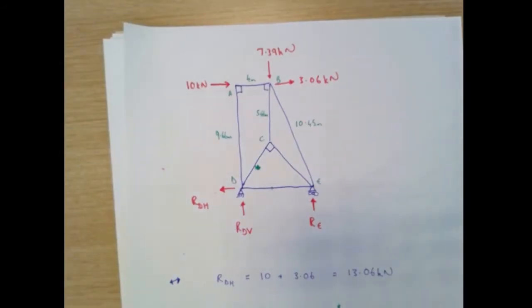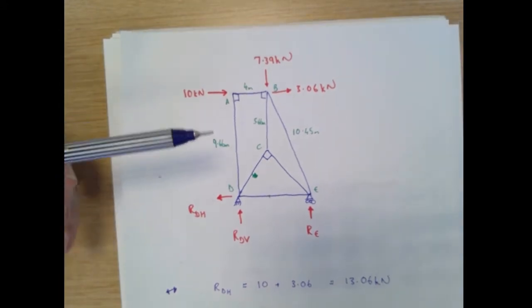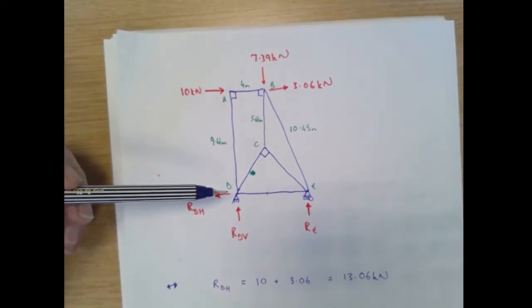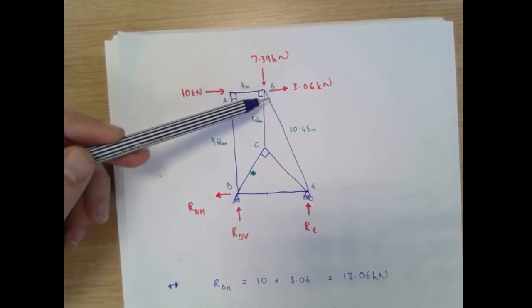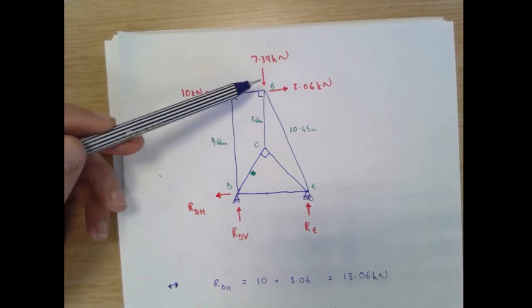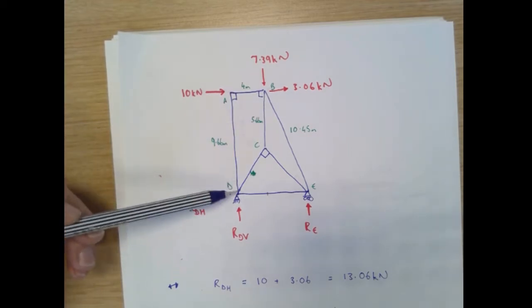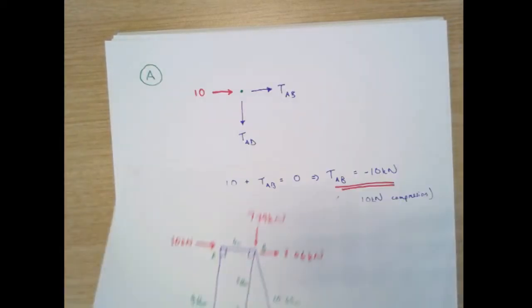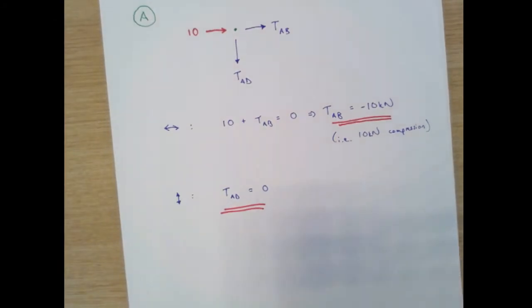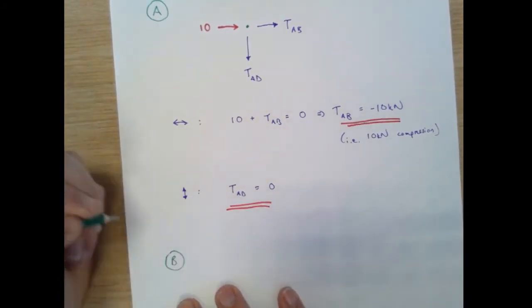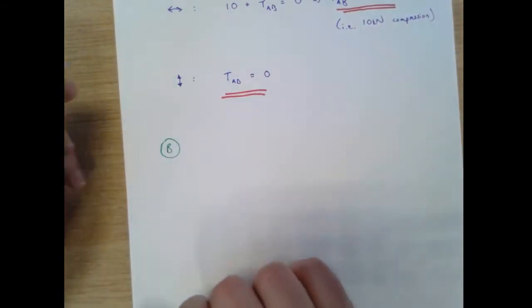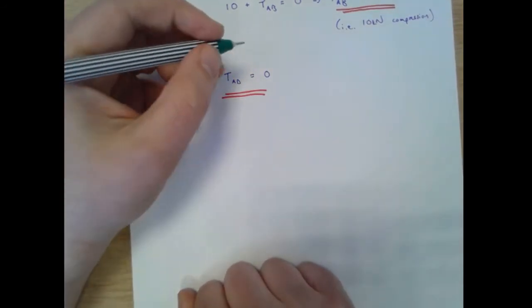Okay, now we go back and we pick another joint to look at. The next one I'm going to look at, well, we could pick B because we know some of what's going on at B, or we could pick D because we know some of what's going on at D. Either of those would work, but just for the sake of alphabetical order, really, I'll jump to joint B next. And at B, we've got the following things going on.